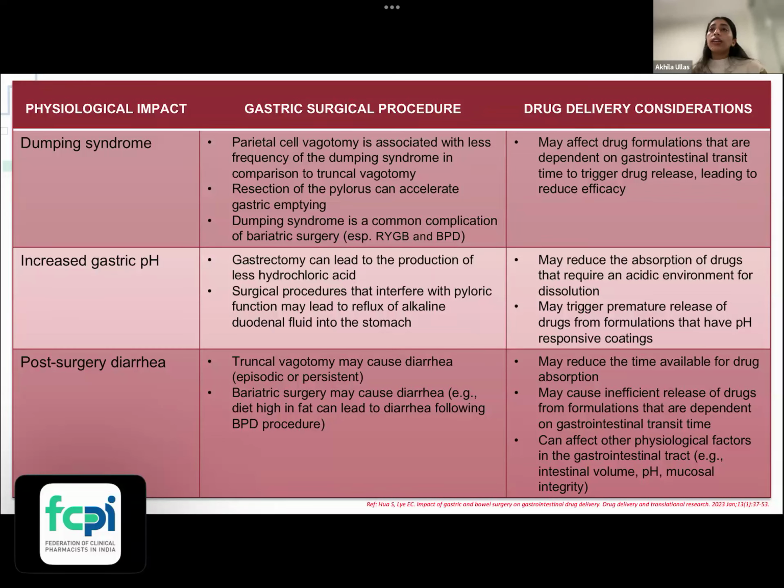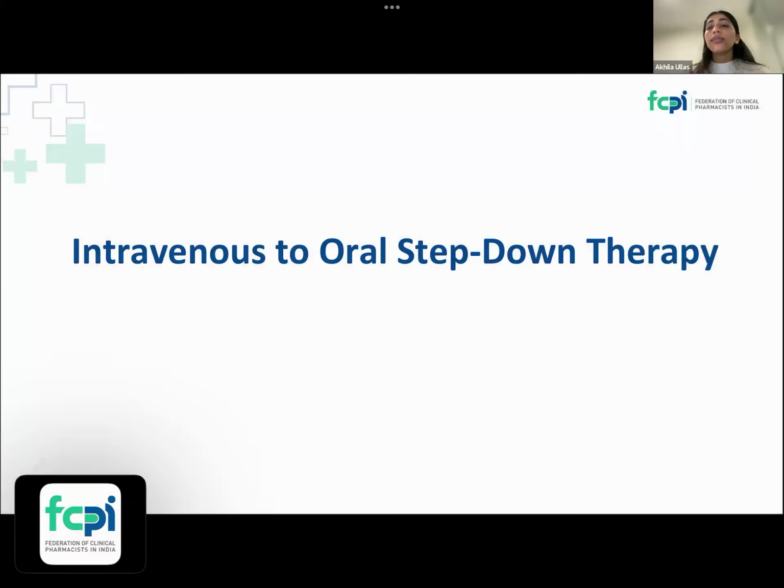So whenever you get a patient who underwent any complicated gastric surgical procedure, you need to ensure that if you are giving oral medications, enteric-coated medication, or any oral formulation, this will lead to reduced absorption, and the patient won't get the sufficient therapeutic outcome from that formulation. So you need to ensure that.